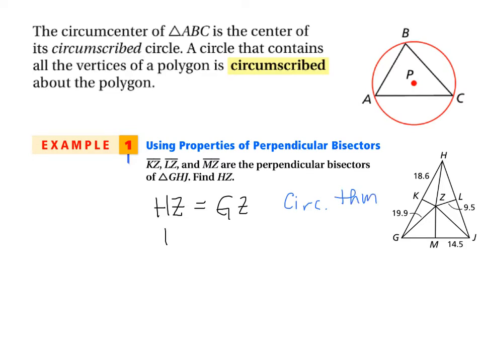Since we know GZ is 19.9, we use substitution, and there's my answer. HZ has a length of 19.9.